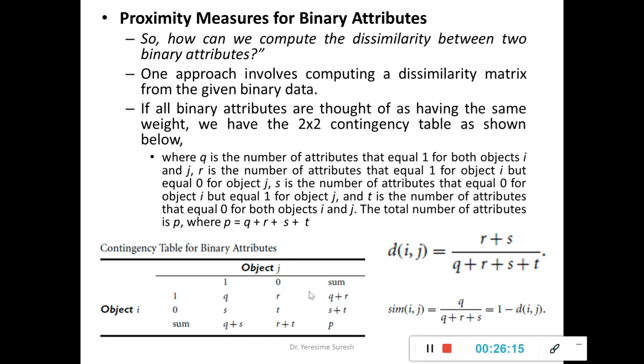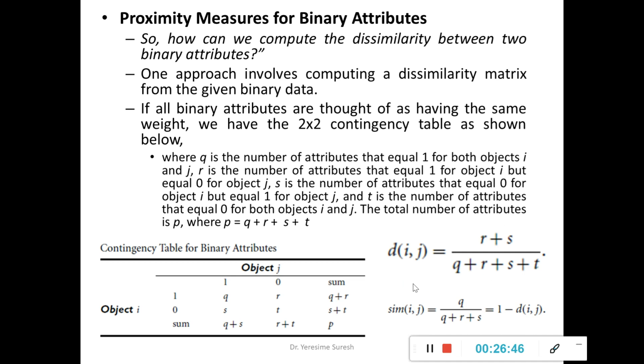So dissimilarity for binary attributes is defined as R plus S divided by Q plus R plus S plus T. That's the total frequency, wherein R plus S is the positive frequency. Similarly, the similarity is 1 minus d of ij. That's what I said: probability x of head is equal to 1 minus x with respect to the probability of tail occurring when I flip a coin. So 1 minus dissimilarity will give my similarity.